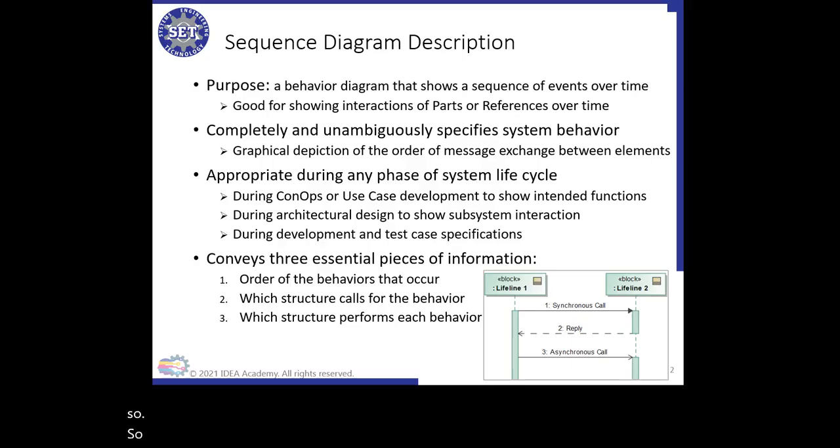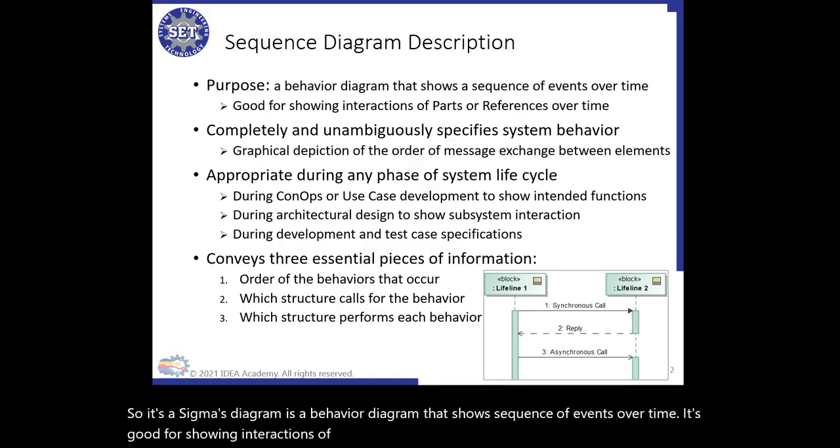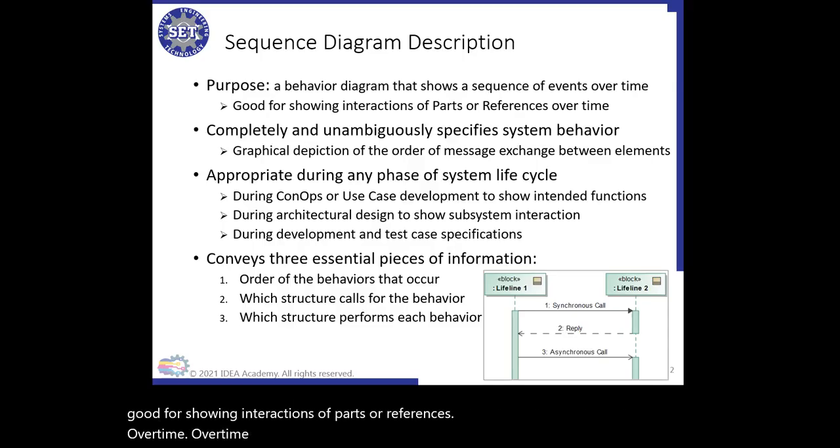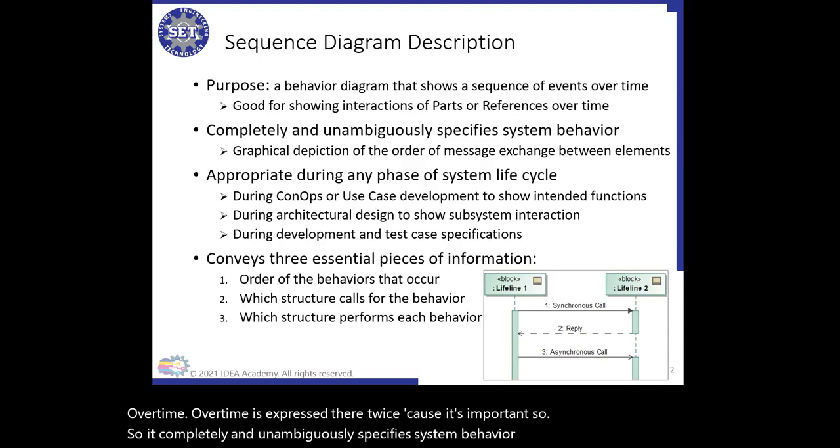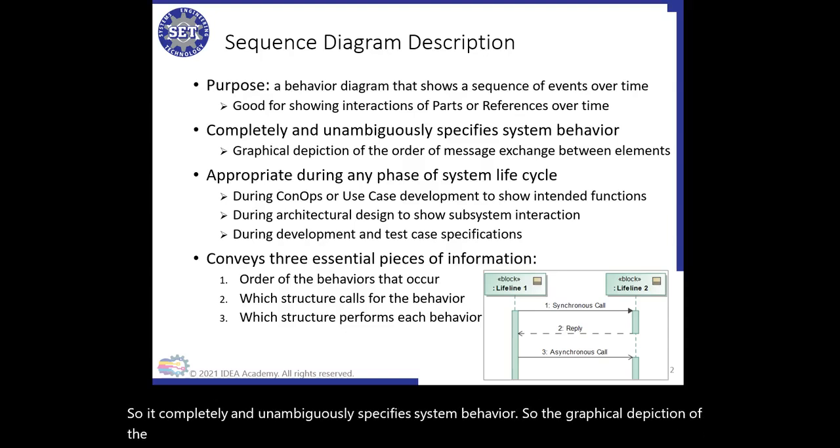A sequence diagram is a behavior diagram that shows a sequence of events over time. It's good for showing interactions of parts or references over time. Over time is expressed there twice because it's important. It completely and unambiguously specifies system behavior. It is a graphical depiction of the order of message exchange between elements. You can see the example here on the screen.